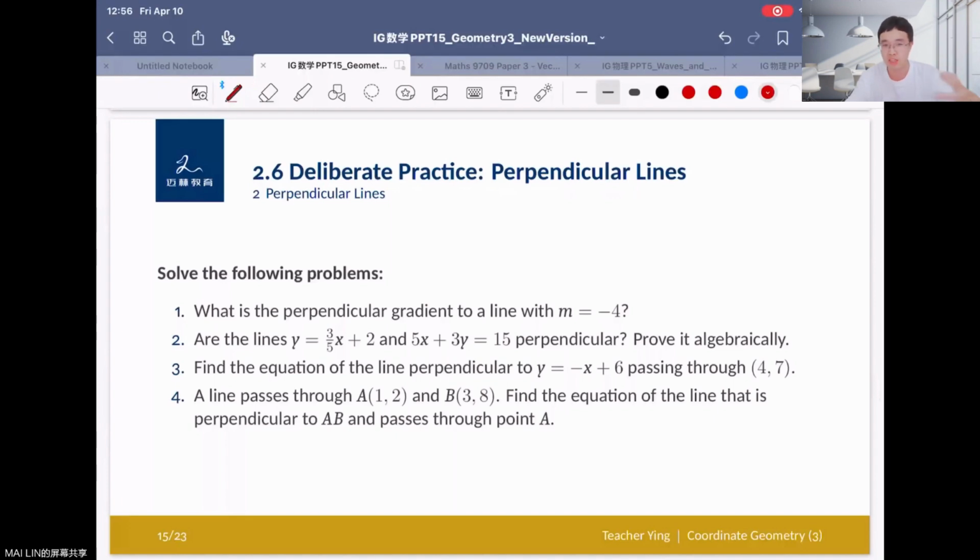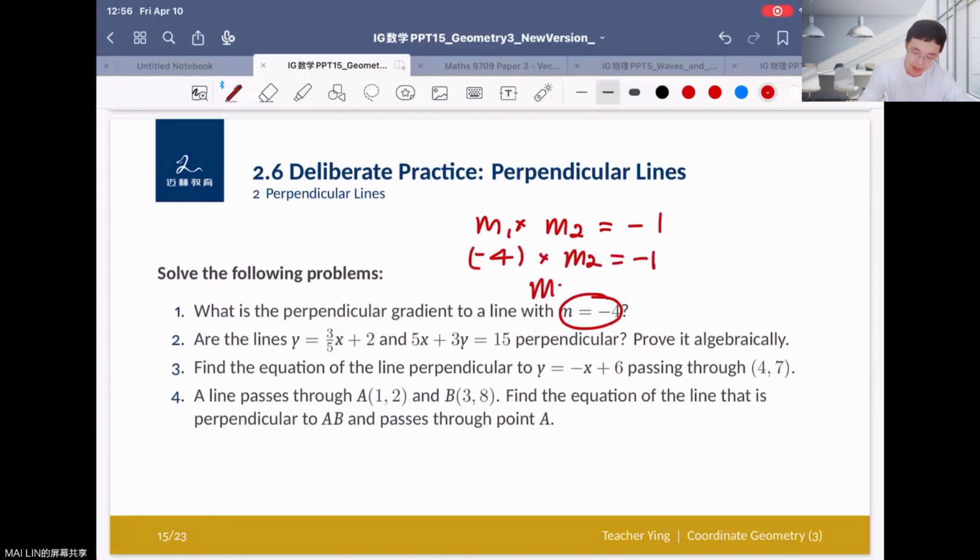What's the perpendicular gradient to a line with m equals 4? So we can just use the formula, right? The equation says gradient 1 times gradient 2 equals negative 1. So that is 4 times gradient equals negative 1. So m2 equals negative 1 over 4, right? That is the formula.